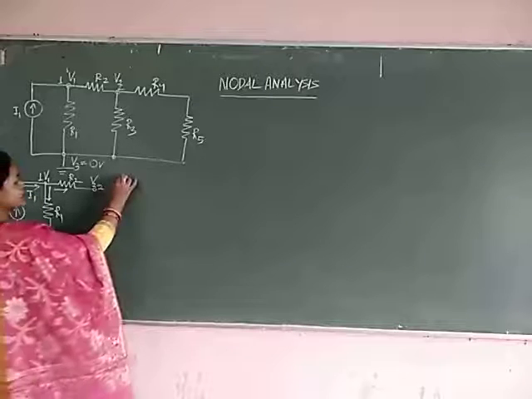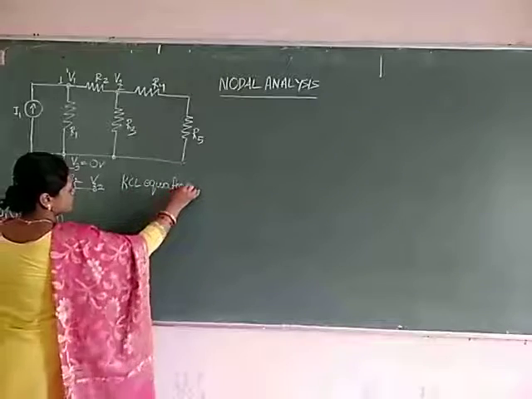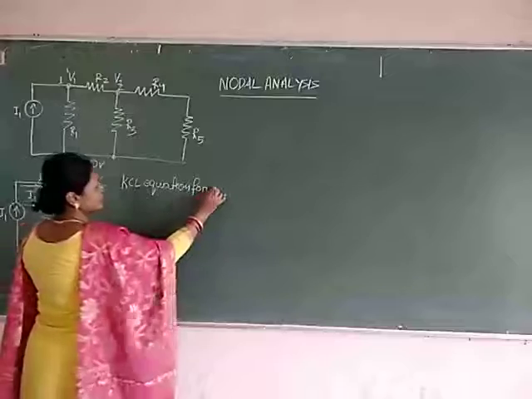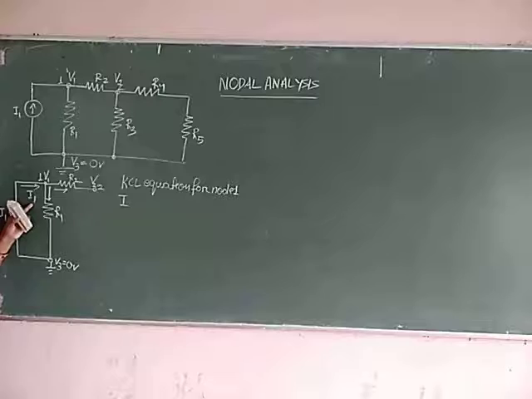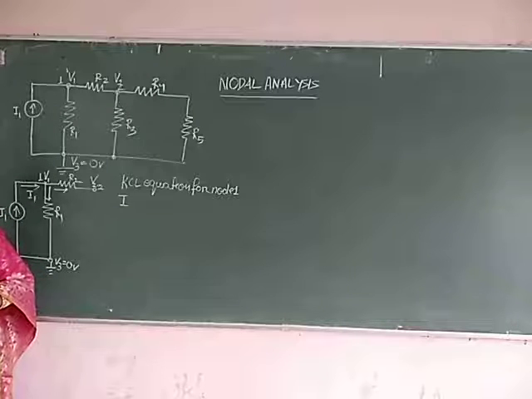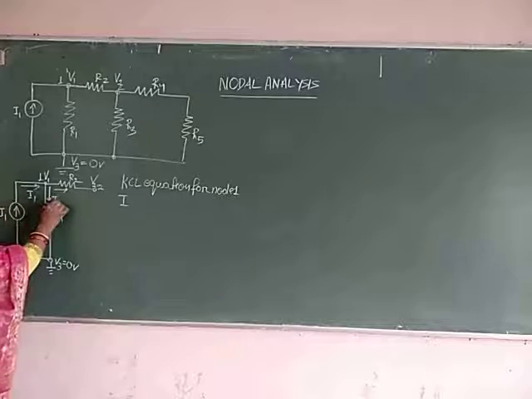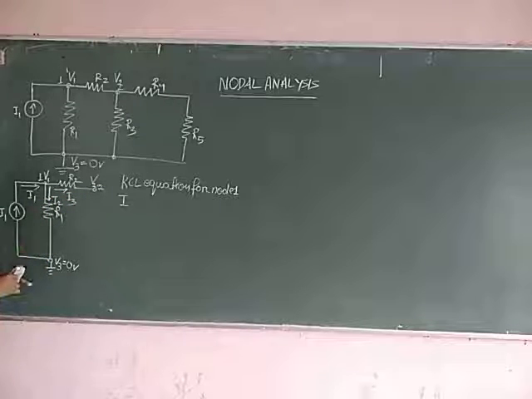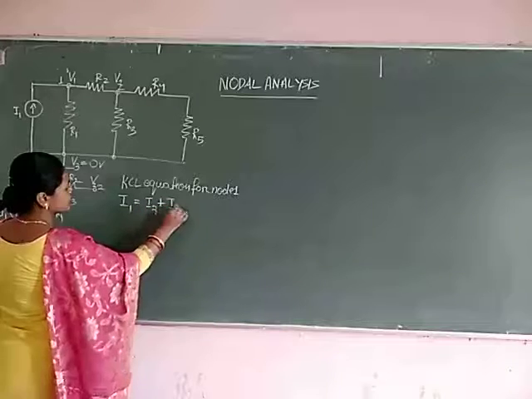So KCL equation for node 1. What is the KCL equation? Algebraic sum of current meeting at a point equal to 0, or sum of the current entering the node is equal to sum of the current leaving from the node. Here entering is I1, leaving, let this current be I2, this one is I3. I1 is equal to I2 plus I3.